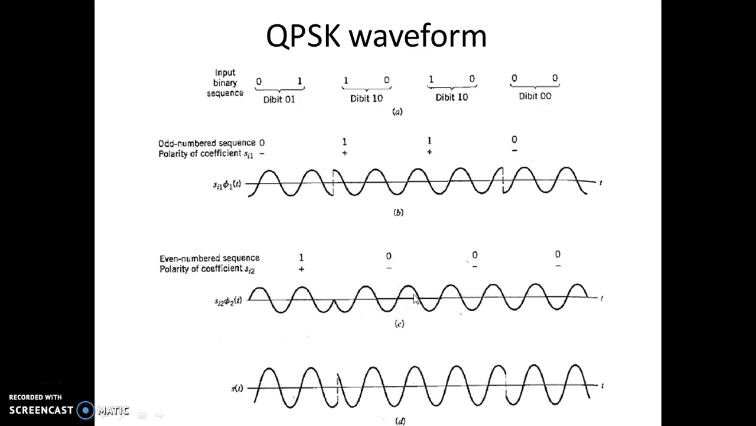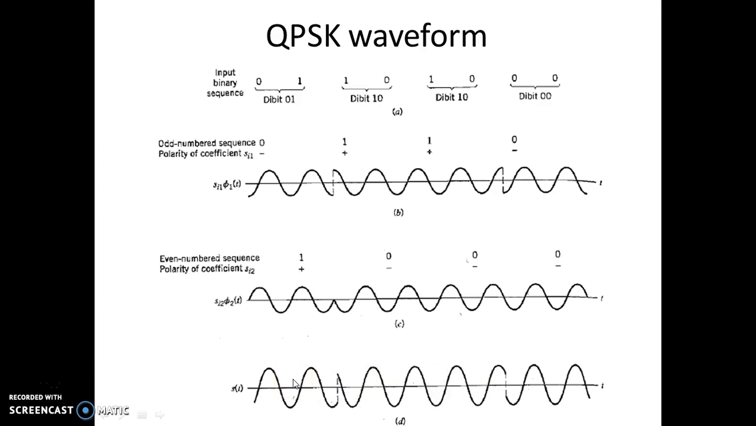And remember that this phi1 or phi2, they will stand for a duration of 2 TB. Why? Because these are odd numbered sequences and these are even numbered sequences. So the value comes only after 2 TB. After one odd sequence has come, the next value comes only after a 2 TB duration. Adding these two, you get the QPSK waveform here. This is the QPSK waveform.